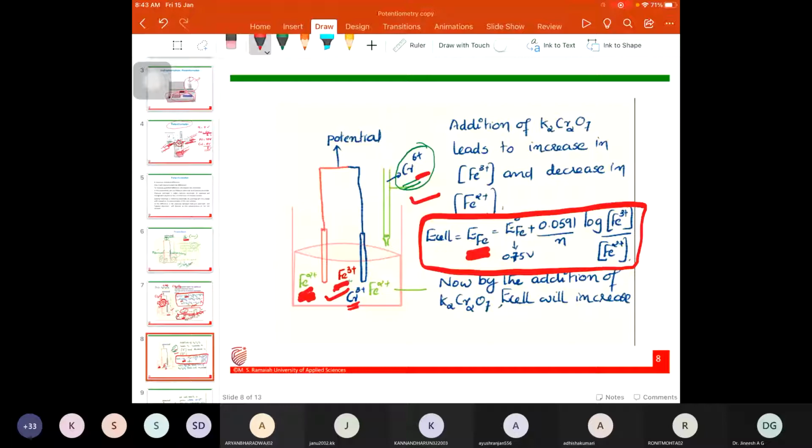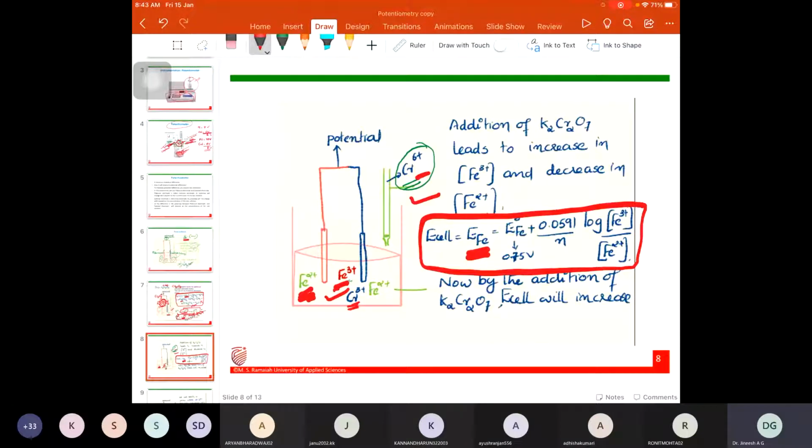Yes, sir. So we are adding potassium dichromate solution into the ferrous ammonium sulfate solution. Fe2+ is converted into Fe3+. Whatever Cr6+ we have added is converted into Cr3+. Now in the solution, in the beaker, only three types of ions you can see: one is Fe2+, one is Fe3+, one is Cr3+.